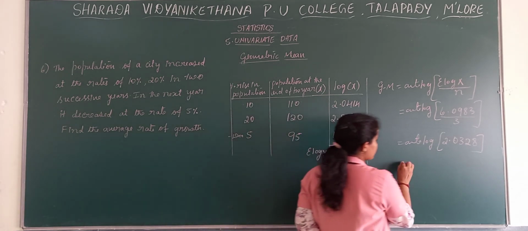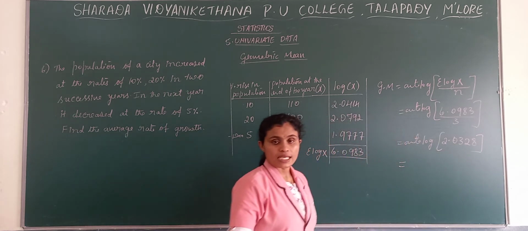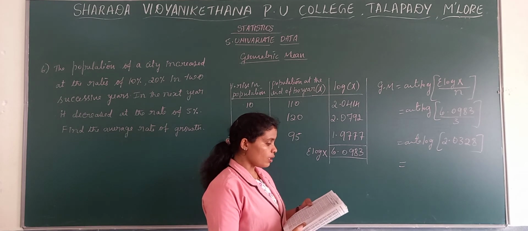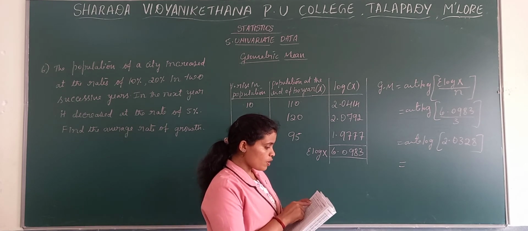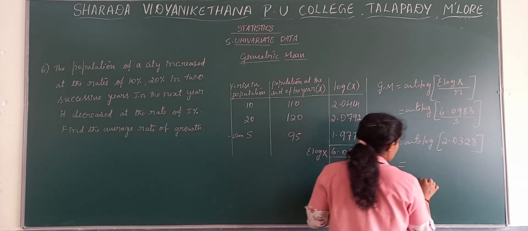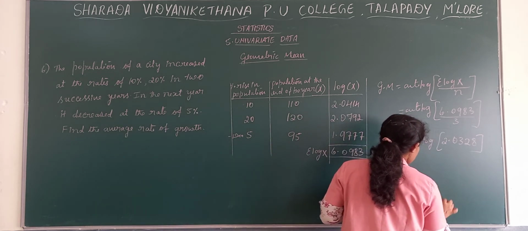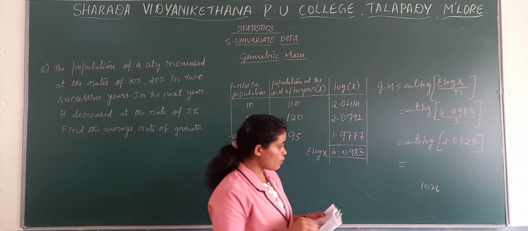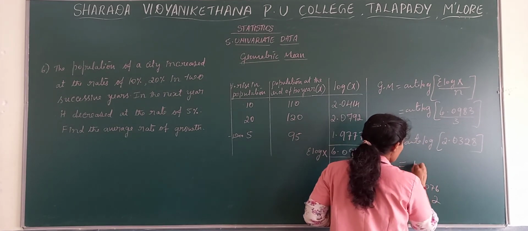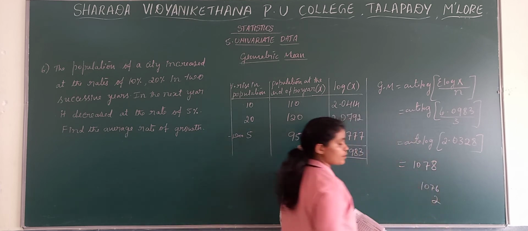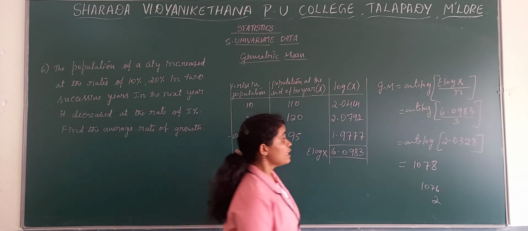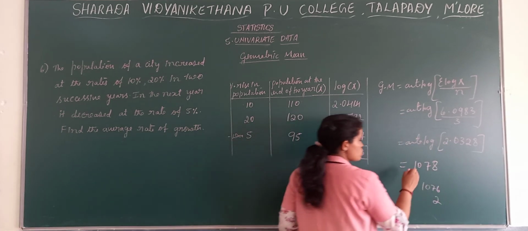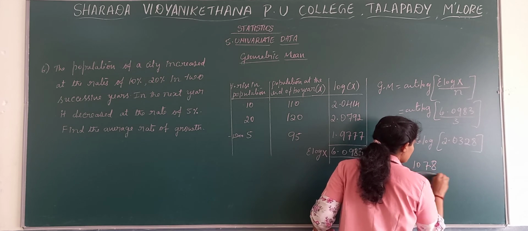How to find the antilog? 0.3. Take the antilog table. There, 0.3 row, second column, we have 1076. For that, add the 8th column mean difference, which is 2. So 1078. If you see, before the decimal the value is 2, add 1. So after 3 digits comes the decimal.